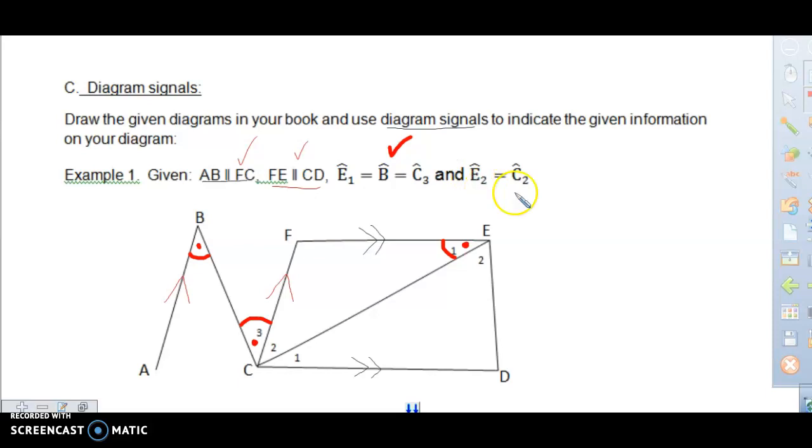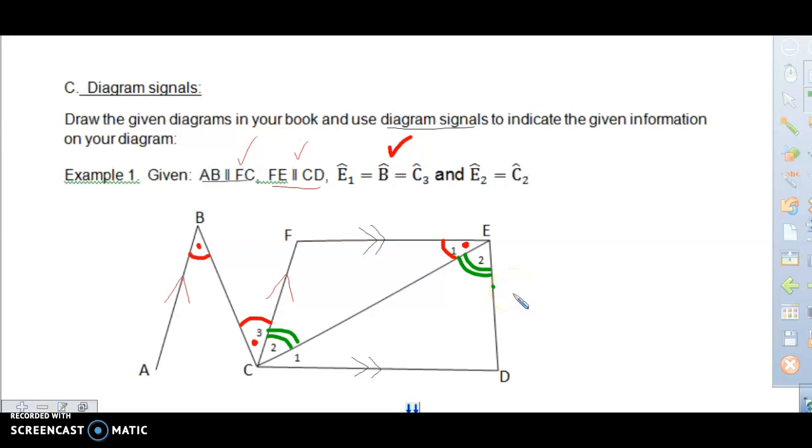So now look, I've got another pair of angles. I have to show that angle E2 is equal to C2. So let's use another color. I'm going to use green now. So where is E2? That is E, and this is the second one. It's from there to there. And to distinguish it from that one, I'm going to make two arcs. So that's angle E2, and it's equal to angle C2. So where is C? And this is angle C2. So I put the same thing there. And now I can see very clearly when I look at my diagram, all the information is on my diagram.